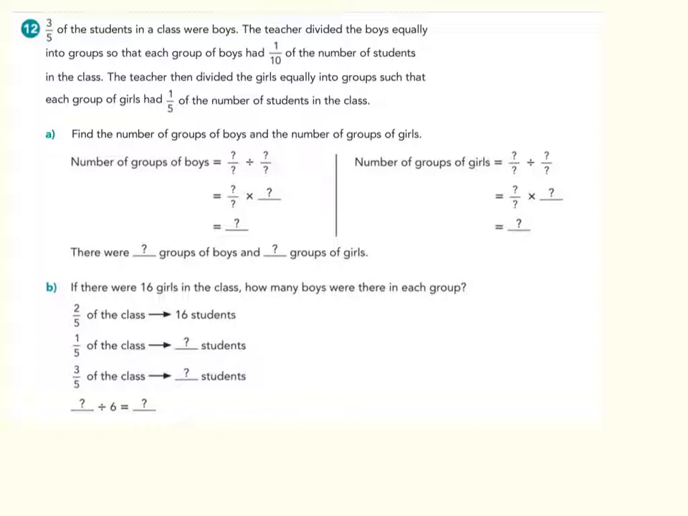Once again, follow the path that the book has laid out for you here. It'll really help to clarify and to see what numbers you should be working with. In part B, you're asked if there were 16 girls in the class, how many boys were there in each group? Once again, follow what is laid out for you here. It will really help to make clear which numbers you should be using.